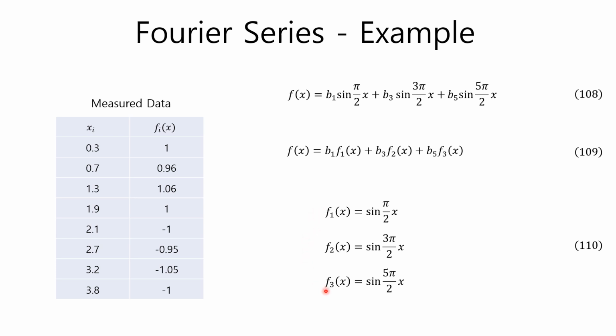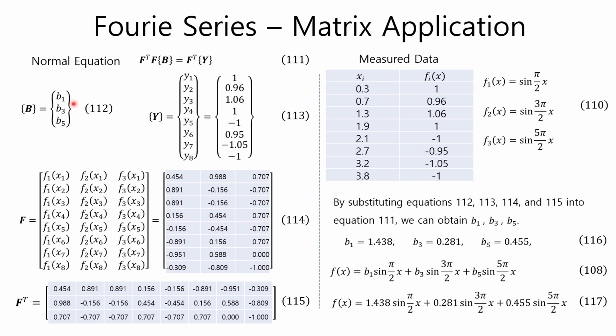The remaining process is the same as for the linear functions, polynomial functions, and exponential functions we have already looked at. The coefficients b1, b3 and b5 of the Fourier series are expressed as a matrix equation. To create the normal equation 111 derived earlier, the elements of each matrix are first calculated. By substituting the x value from the measurement data in the table into equation 110, the F matrix can be obtained as equation 114. By transposing the F matrix, the F transpose matrix can be obtained as equation 115.